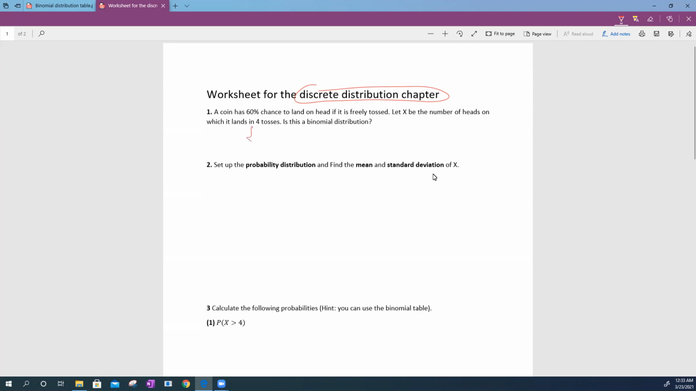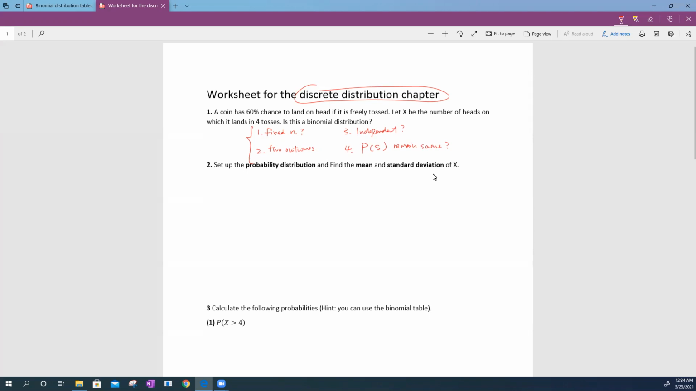Then we need to verify: number 1, a fixed number of trials. Do we have a fixed n? The second one is, do we have 2 outcomes? And number 3, independent. And 4, the probability of success remains the same. Okay, so we're going to look at each one.